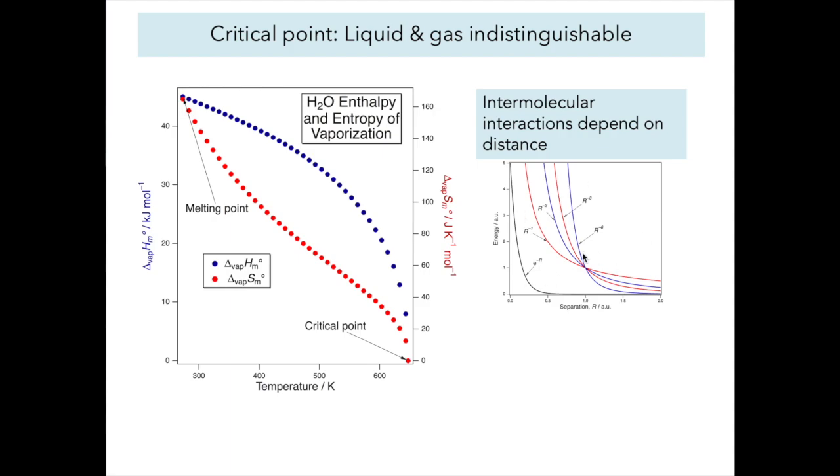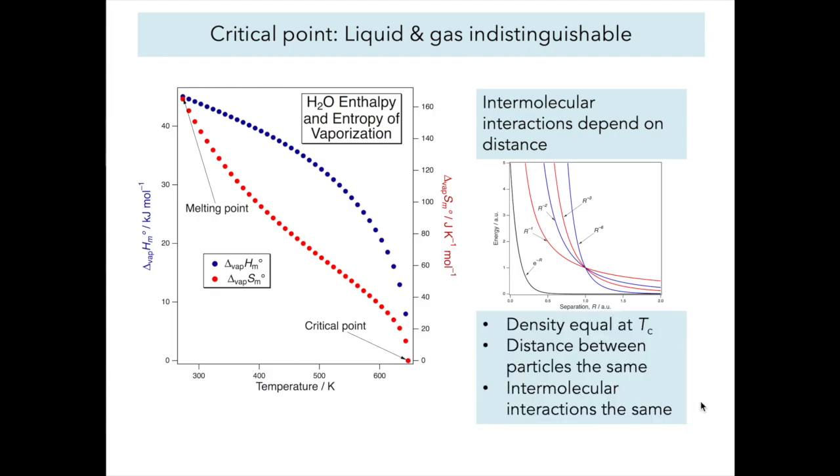And remember, all intermolecular interactions are distance dependent. So if we get to a point where the density is equal, and indeed at the critical point, the density of the gas is equal to the density of the liquid. Therefore, on average, the distance between the particles is the same. If the distance between the particles is the same, then the interactions between all of the particles, which depend on the distance, are also going to be the same. There is no distinction between the liquid phase and the gas phase once we get to the critical point.